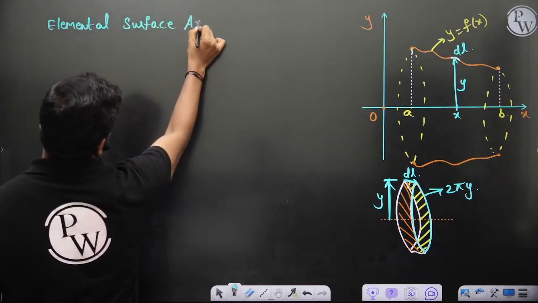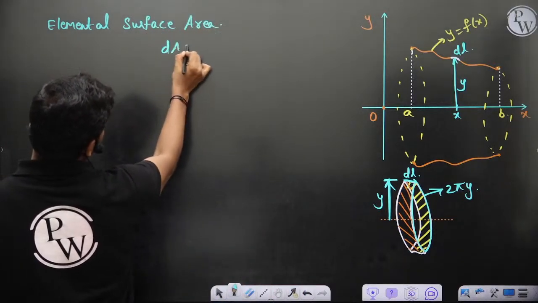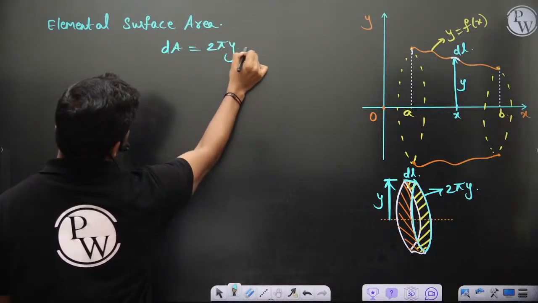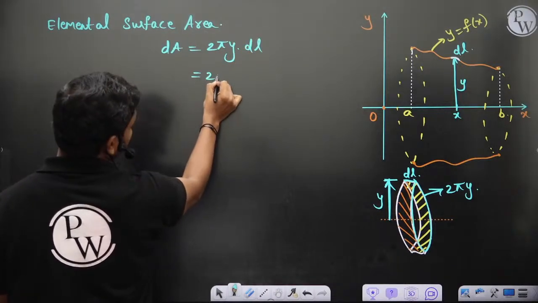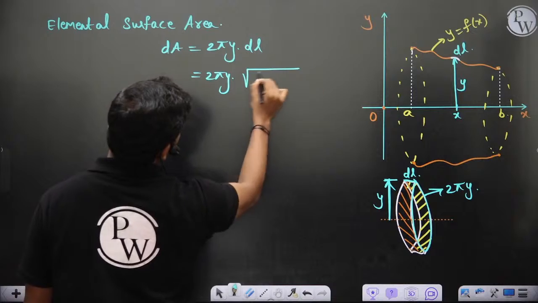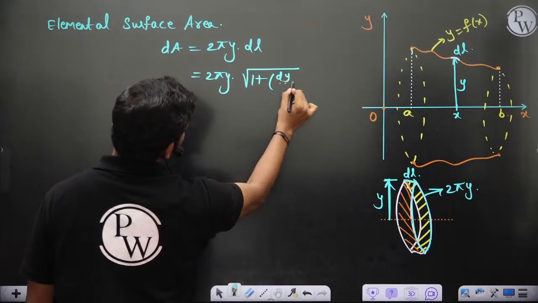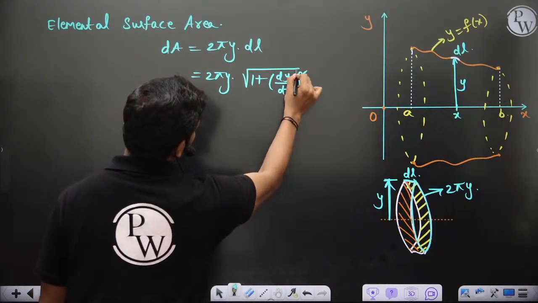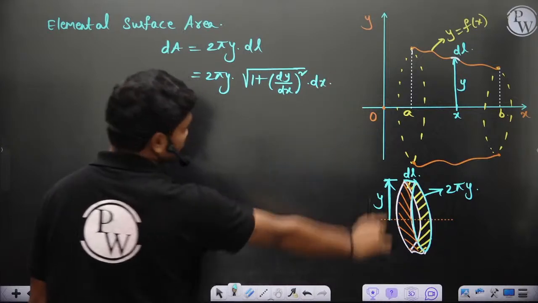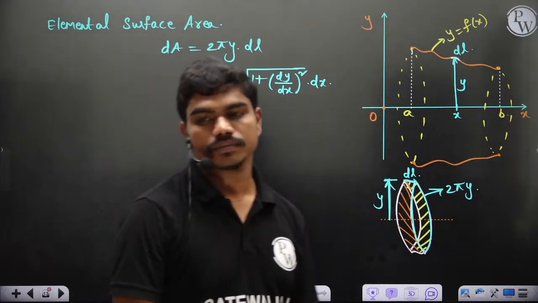So can you all understand that the elemental surface area dA can be written as 2 pi y into dl, and dl we have just seen, this can be written as root of 1 plus (dy by dx) whole square times dx, of course. Okay, can I do this?